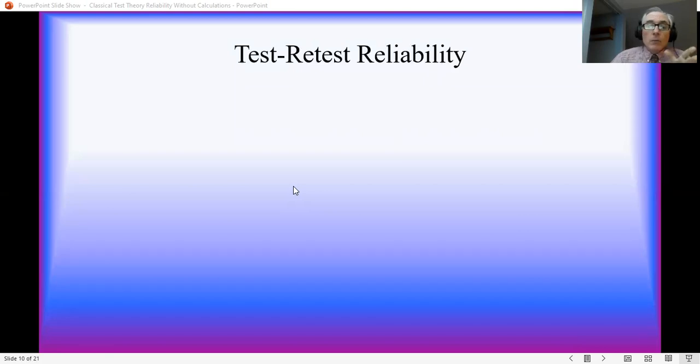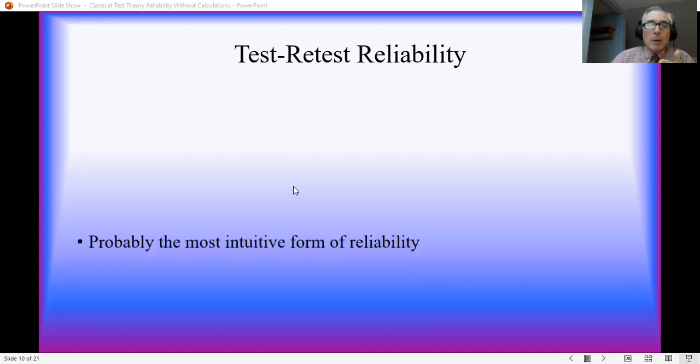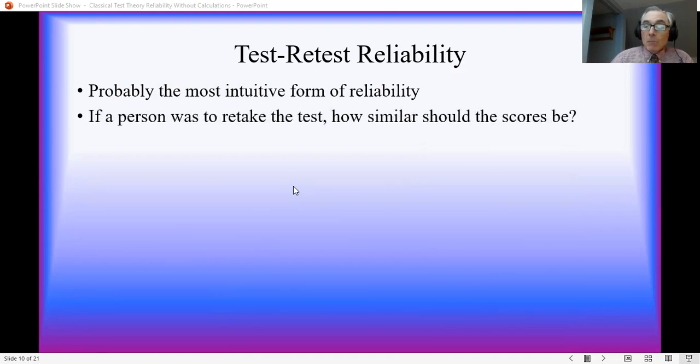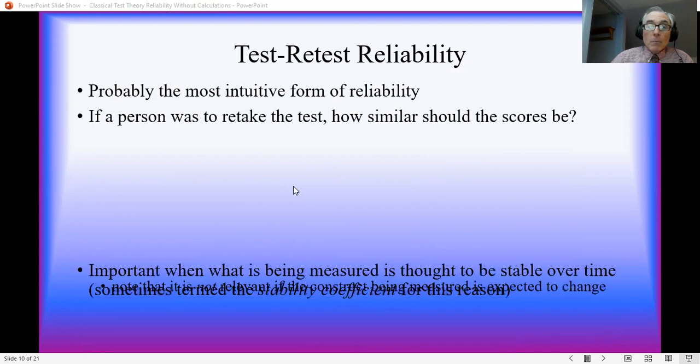Test-retest is always a good place to start because it's the most similar to that thought experiment, right? And in that sense, it's pretty intuitive. You're telling me the results on this test are pretty consistent. Well, what happens if I retest somebody, right? How similar will the scores be? That's really all it's about.